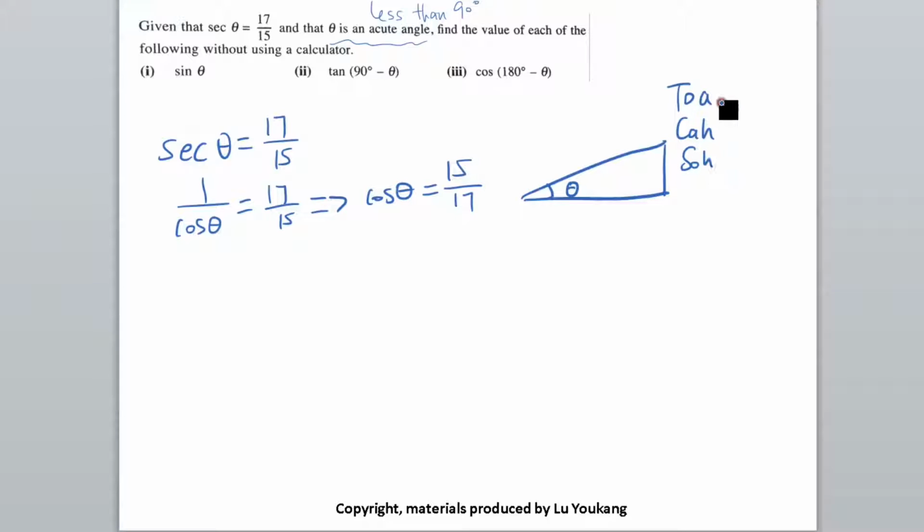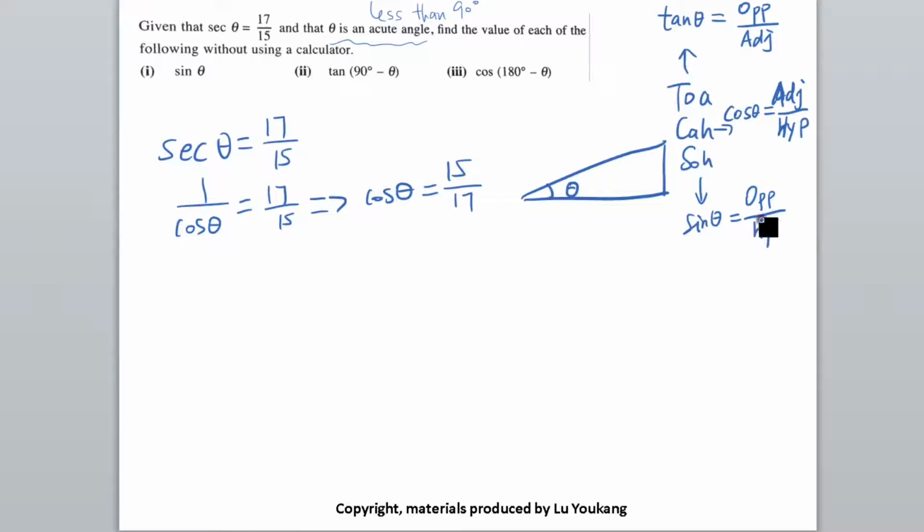And remember the abbreviation TOA, CAH, SOH. So let me go through again. TOA: tangent theta equals opposite over adjacent. For CAH, you have cosine theta equals adjacent over hypotenuse. So therefore you see adjacent over hypotenuse. Last but not least, SOH: you have sine theta equals opposite over hypotenuse.